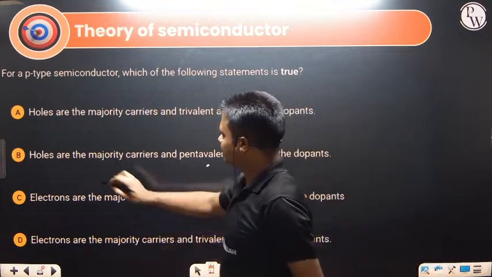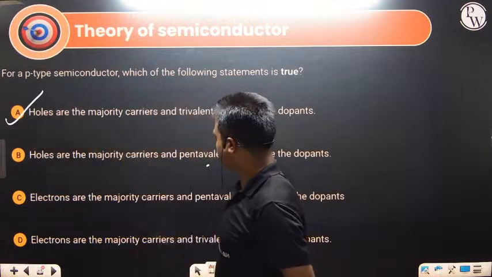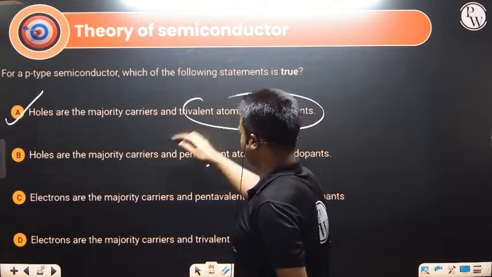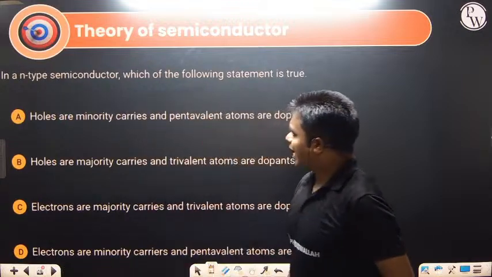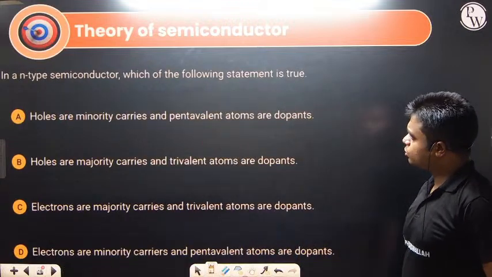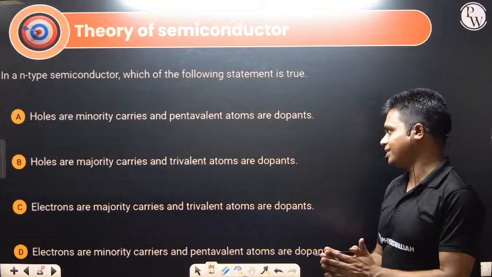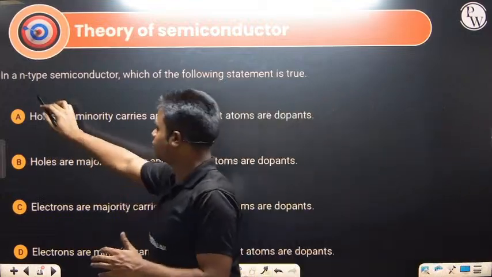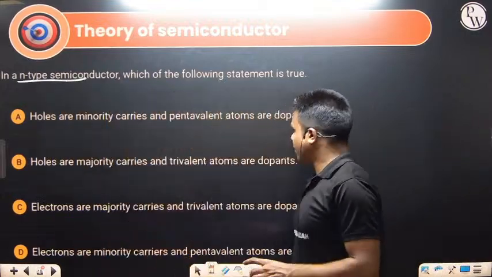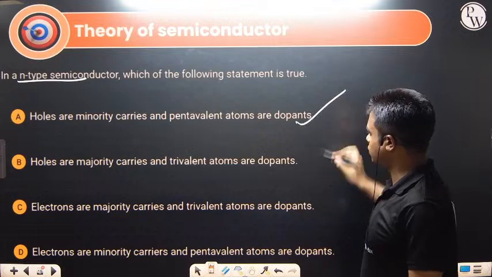So this one is correct. Holes are majority charge carriers and trivalent atoms are dopants. In an n-type semiconductor, which of the following statements are true? Holes are the minority charge carriers. Yes. In an n-type semiconductor, electrons are the majority charge carriers and pentavalent atoms are dopants. This statement one is also correct.